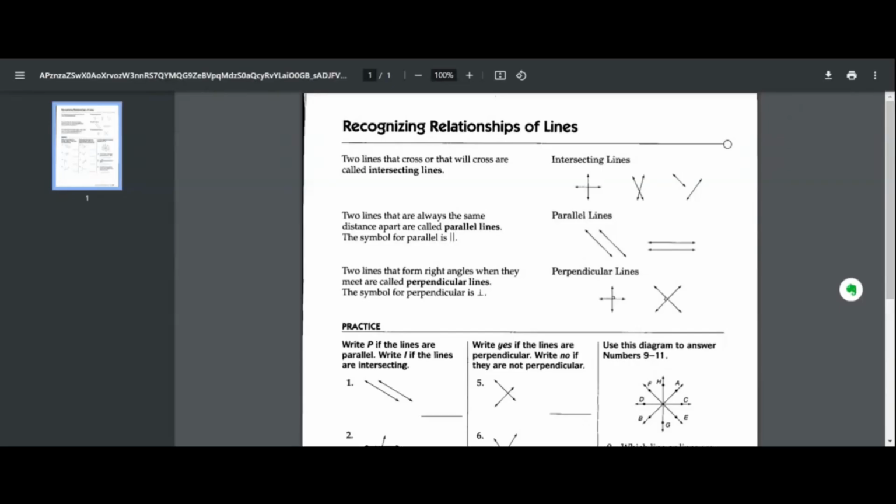Right, that's the first sheet that you should have. So you see what it looks like. I'm going to switch over to my camera.